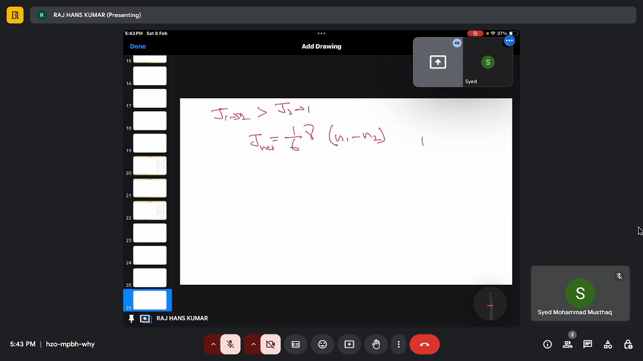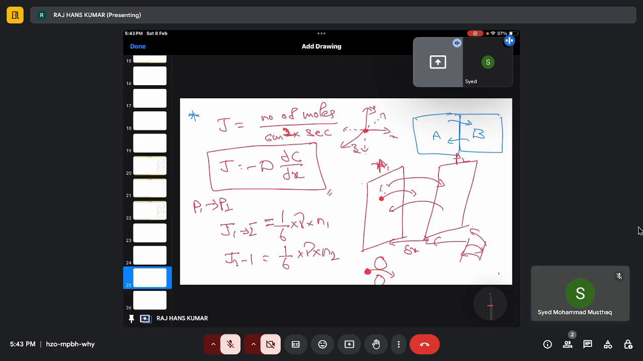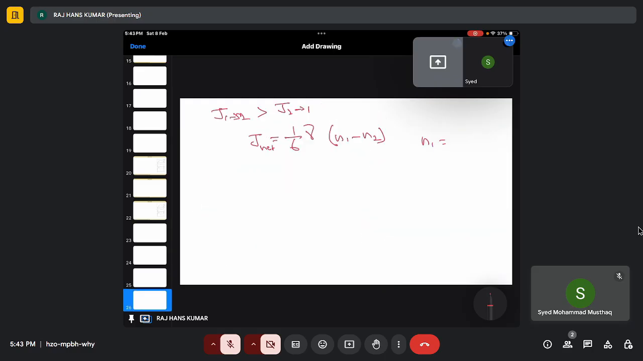N1 is number of atoms per unit volume, right? No, the number of atoms per unit area, right? So, N equals the number of atoms per unit area on one side, on plane one.